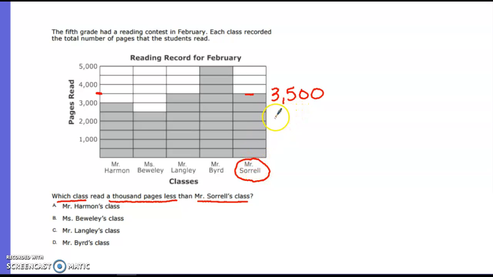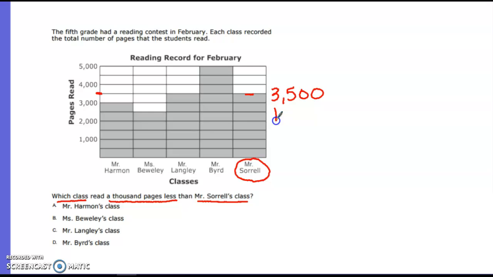But it didn't ask us how much he read. It asked us which one of the other classes read 1,000 pages less than Mr. Sorrell? 1,000 pages less, meaning we should be looking for the teacher that has less pages read than he does, and 1,000 less. So they should have a smaller amount by 1,000. Well, I know that if I take the 3,500 and I take away 1,000, then I can match that to what teacher has that number.